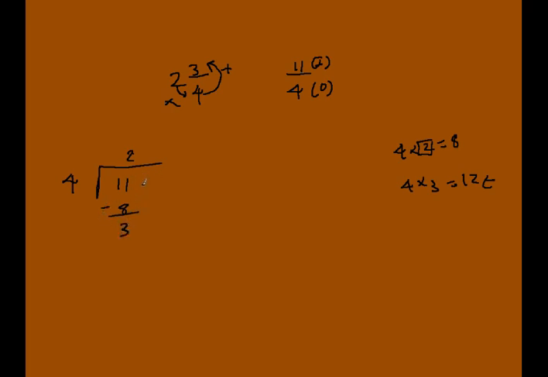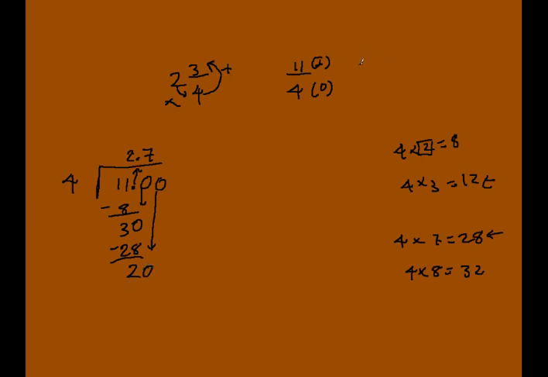Again, there's nothing there to bring down. So you put a decimal point and a 0. The decimal point goes up. The 0 goes down. So how many times 4 goes into 30? We know that 4 times 7 is 28. And 4 times 8 is 32. So 4 goes into 30 7 times. 7 times 4 is 28. 30 take away 28 is 2. Put a 0 here, so bring down another 0.